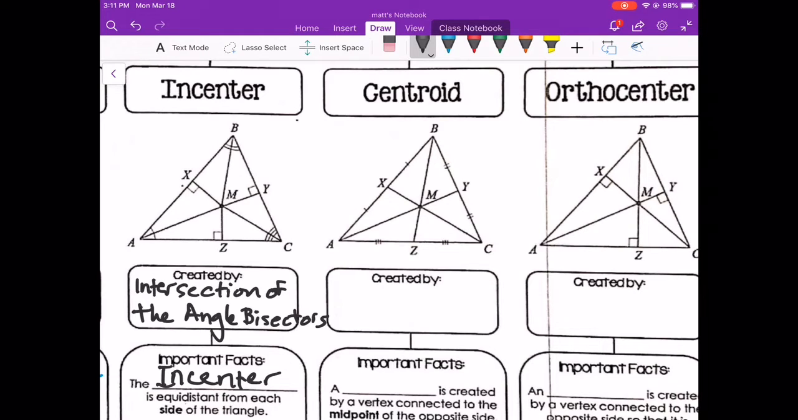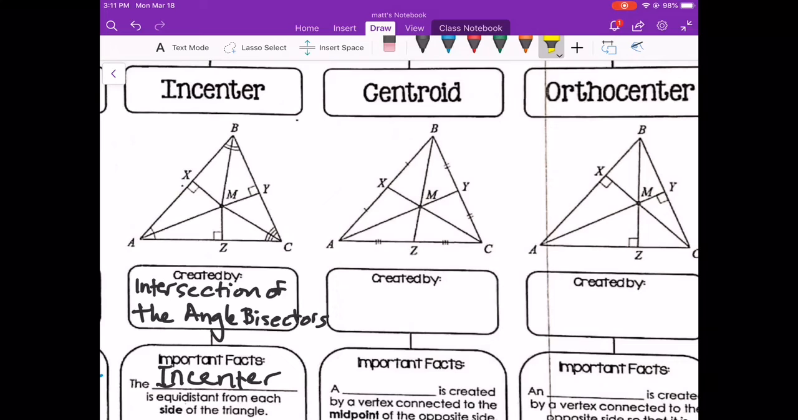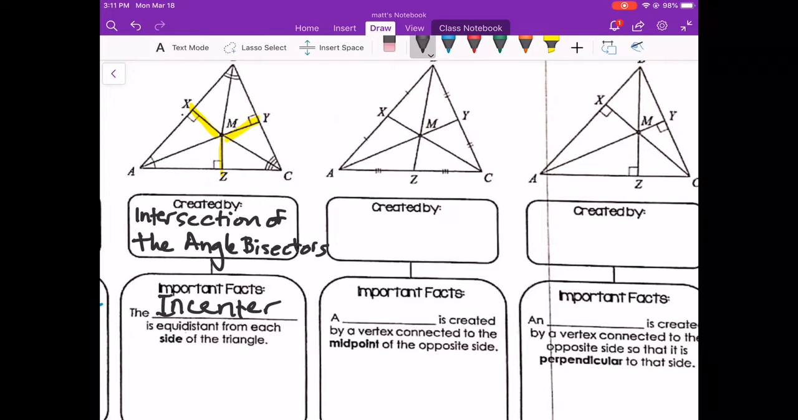So the circumcenter was equidistant from the angles. Now the incenter is equidistant from the sides. So just something to pay attention to. These distances here indicate the shortest distance, which is the perpendicular distance from a point to a segment. So that distance, and that distance are all the exact same length. So the incenter is equidistant from each side of the triangle. That means that M to X is the same as M to Z is the same as M to Y.